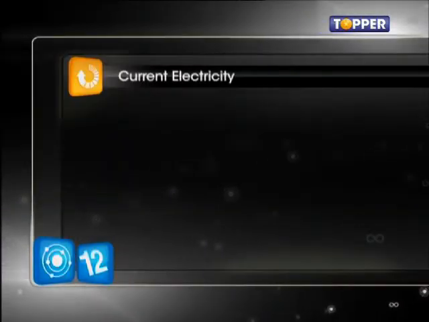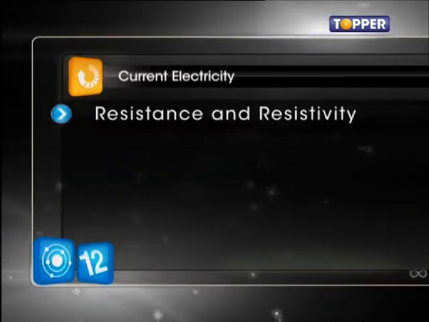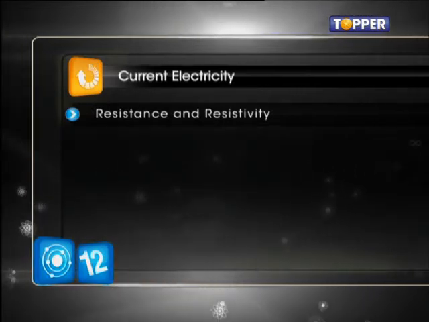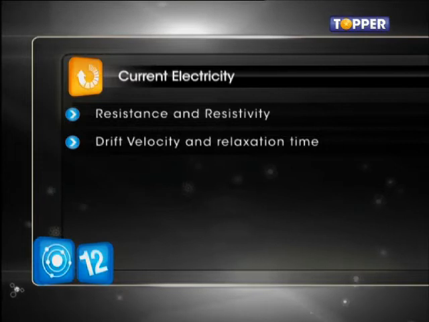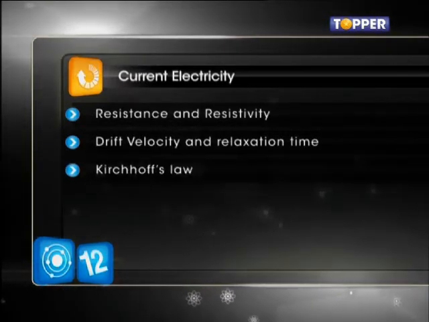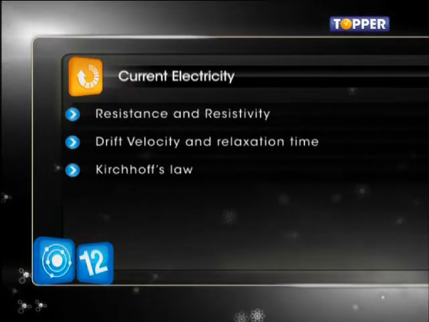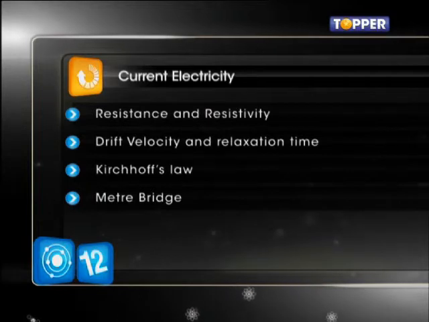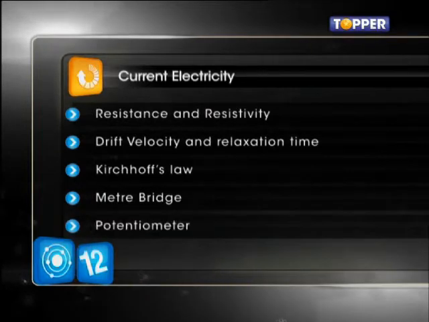In this chapter, we learnt about resistance and resistivity. Then, we did drift velocity and relaxation time. We also did Kirchhoff's law. Then we talked about meter bridge. And last but not the least, we learnt about potentiometer.